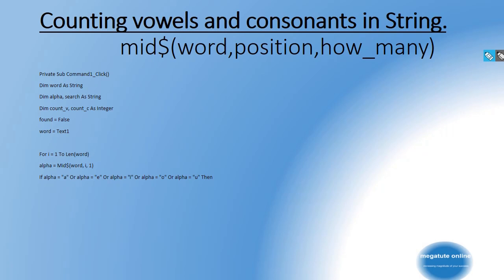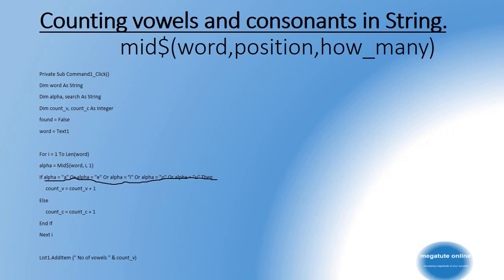And what are the vowels? Vowels are A, E, I, O, U. So here you are checking if alpha equals A, or alpha equals E, or I, or O, or U. If your alphabet which you pulled out happens to be one of them, then what will happen? The count of vowels will increase. So count V will increase, and if it does not match with any of them, then count C, that is the consonant count, will increase.